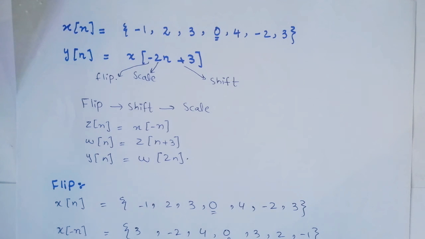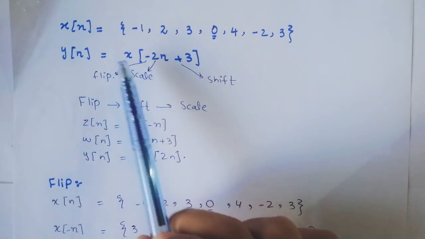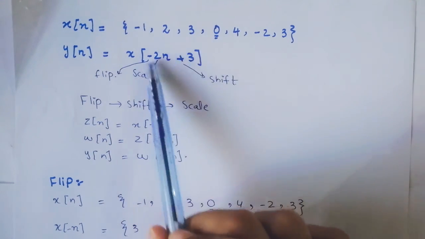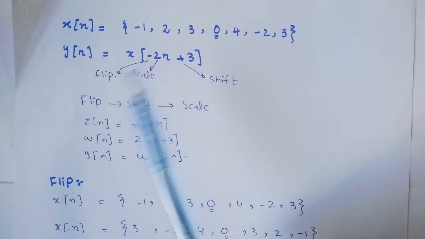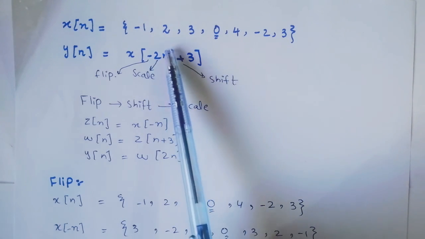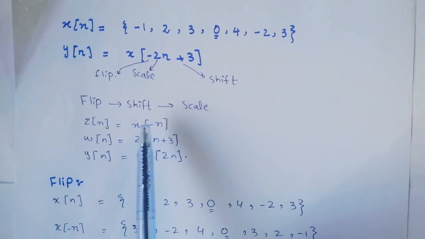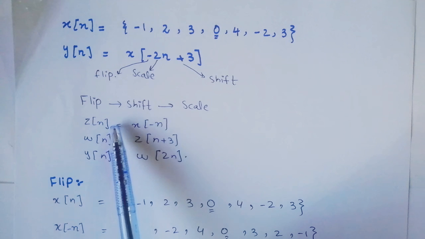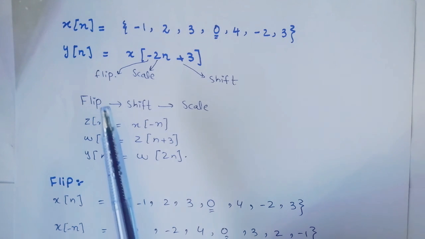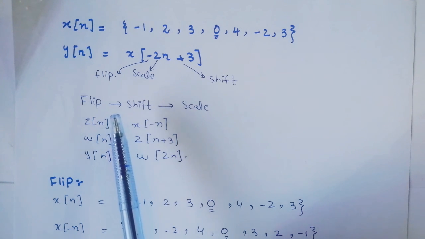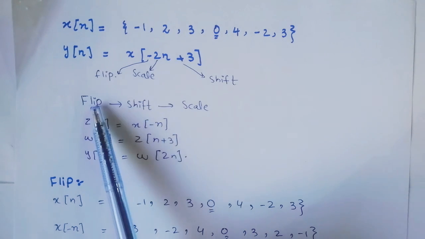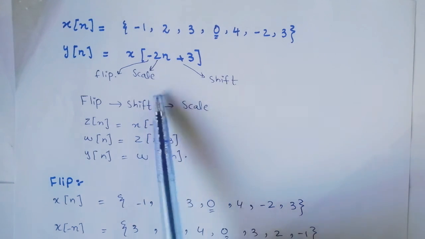Let's do another example now. This is a system in which we have to do all of the properties: flipping, scaling, shifting. So let's divide our process into 3 steps. First of all, let's do flipping. We should know the sequence of using the properties. First of all you do the flipping, then shifting, then scaling, if you have to do all of them.